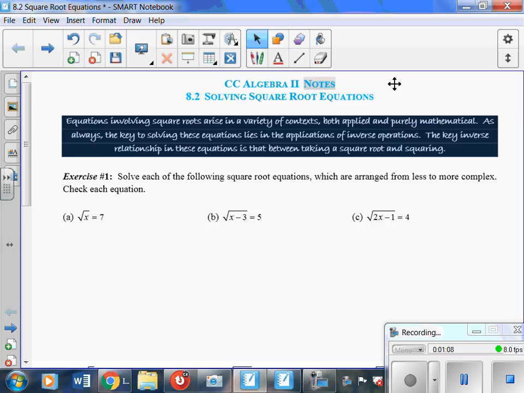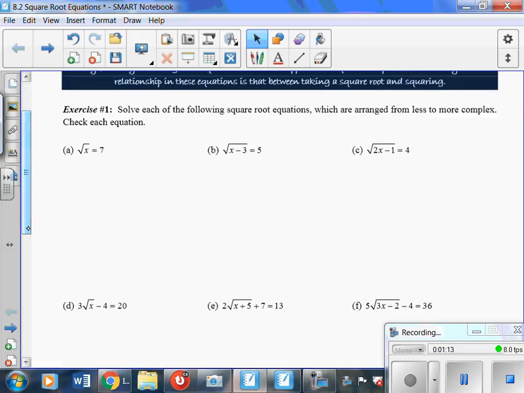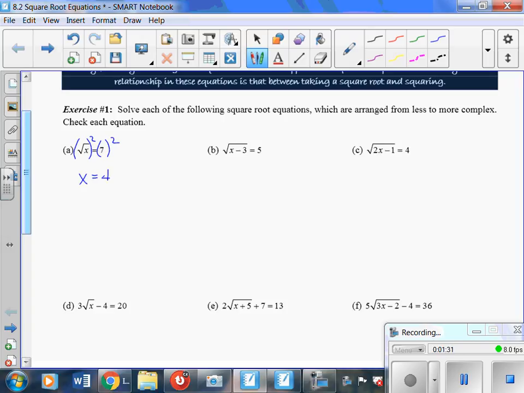So if you look at exercise 1, it says solve each of the following square root equations which are arranged from less to more complex. All right, and it says to check the equation, so that's easy enough to do. So let's take a look at the first one. I already have the square root isolated, so we're going to square both sides, and you get x is equal to 49. And a quick check, the square root of 49 is 7.